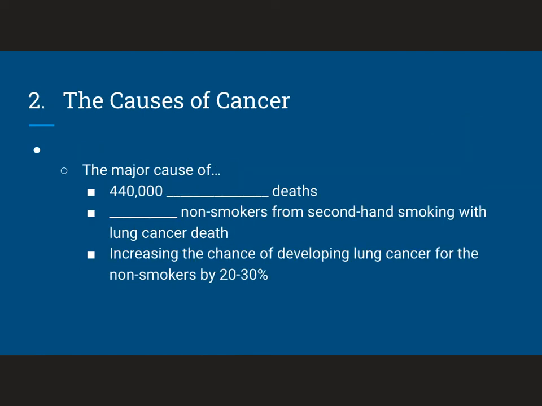Continuing from tobacco, it is also the major cause of 440,000 premature deaths. That means babies with a mom who smokes, they're not going to make it and they die before they are born. Every year, about 3,400 non-smokers die of lung cancer from secondhand smoking. So even though they're not smoking, they can die because their family members are smoking inside their houses. Having a family member who smokes increases the chance of developing lung cancer for non-smokers by 20 to 30%.